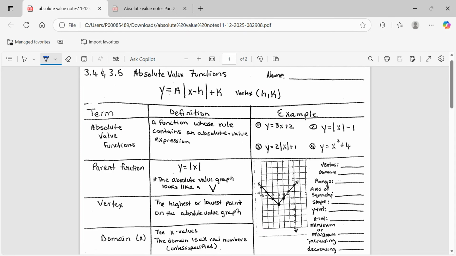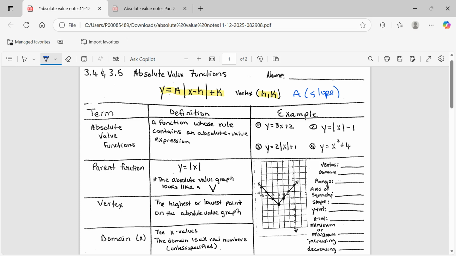The absolute value function is y equals a absolute value of x minus h plus k. This is your formula for the absolute value function. The vertex is going to be represented by h and k, and the a term is going to represent your slope. But let's talk about it.